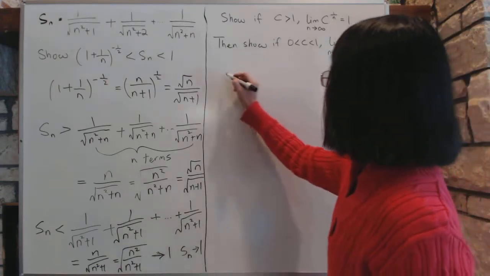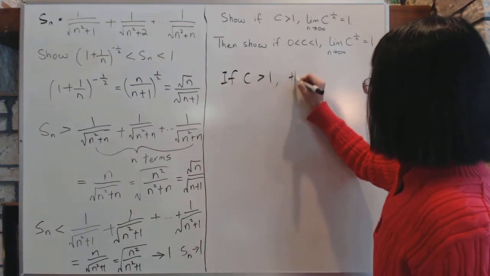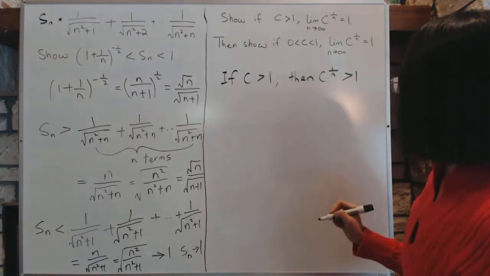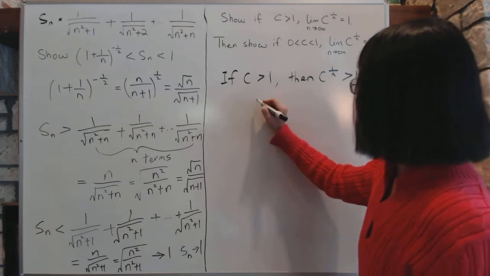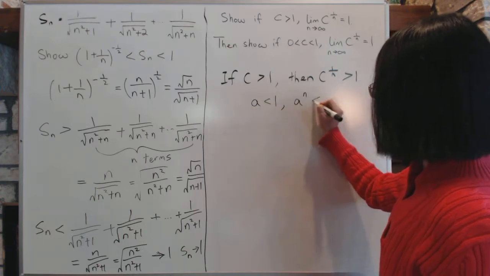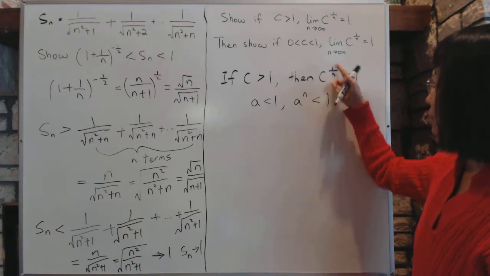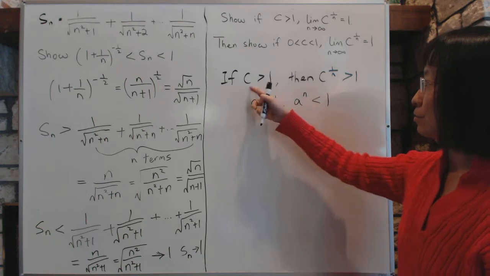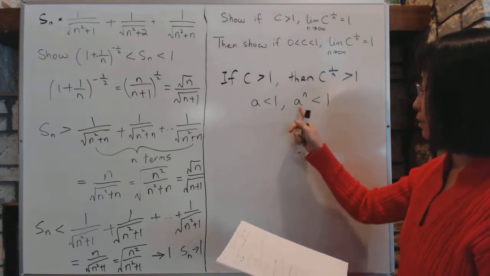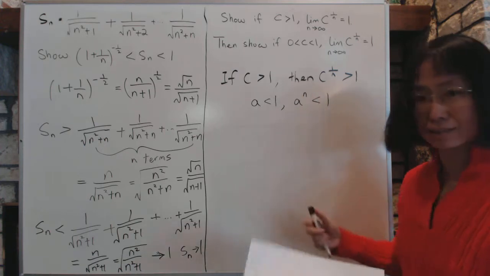Say if c is bigger than 1, then c to the power 1 over n is going to be bigger than 1, okay? Because if a is less than 1, then a to the power n is going to be less than 1. So if this has to be bigger than 1, otherwise if this is less than 1 anytime, then the number itself has to be less than 1 as well. Because when you multiply a number by something that's less than 1, it's going to end up being less than 1. The more times you do it, the less it gets.